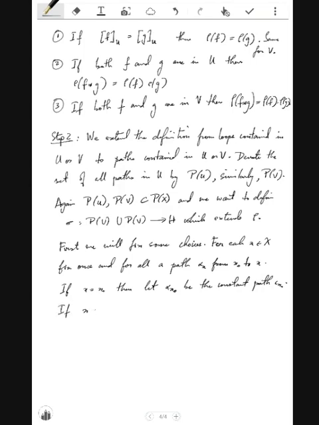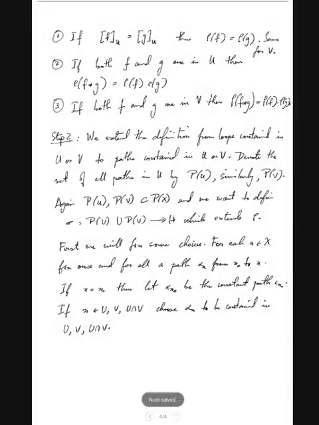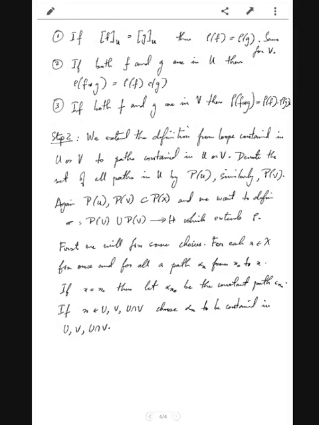If x is in U, V, or U intersection V, since all these are path connected, choose alpha x to be contained in U, V, or U intersection V. So we will define sigma using the paths alpha x.